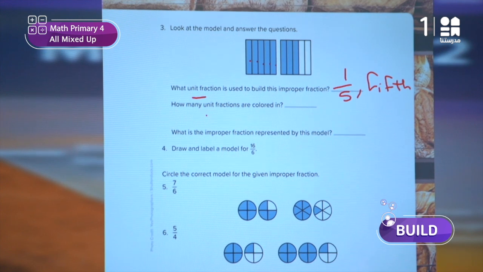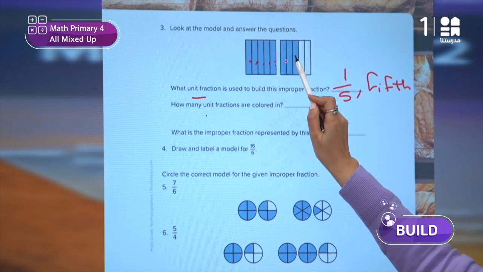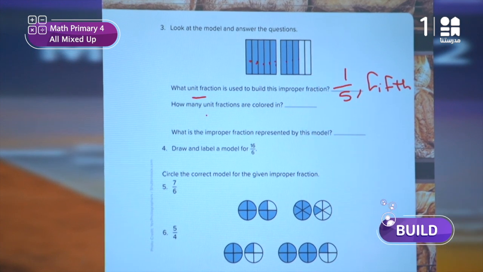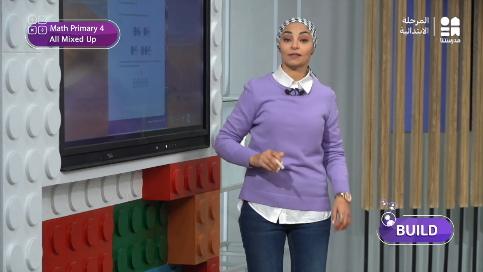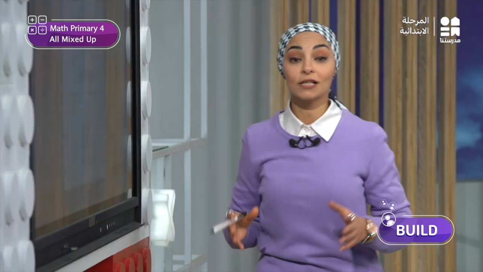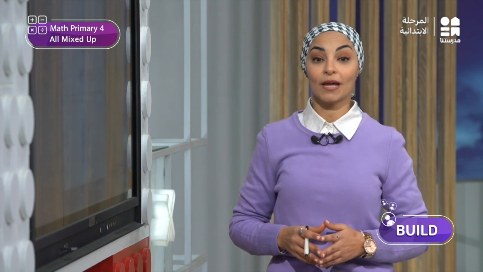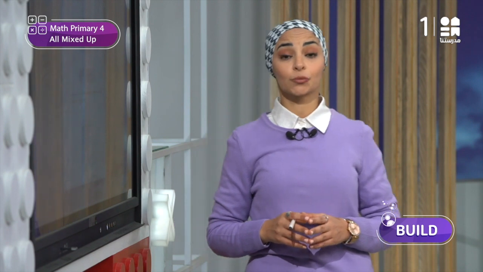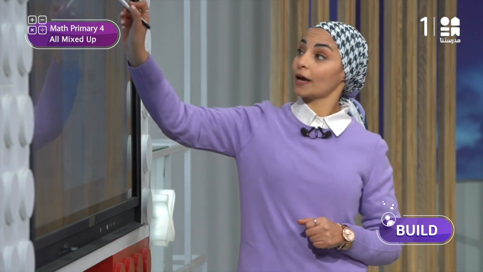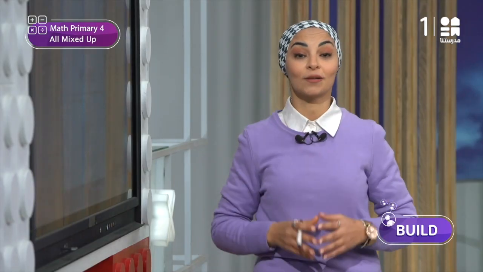Let's count all together: 1, 2, 3, 4, 5, 6, 7, 8. So I have 8 colored parts. So I will write here 8 colored parts. The last question is about the improper fraction that is represented by this model. We agreed that I have 8 colored parts, so 8 is my numerator.